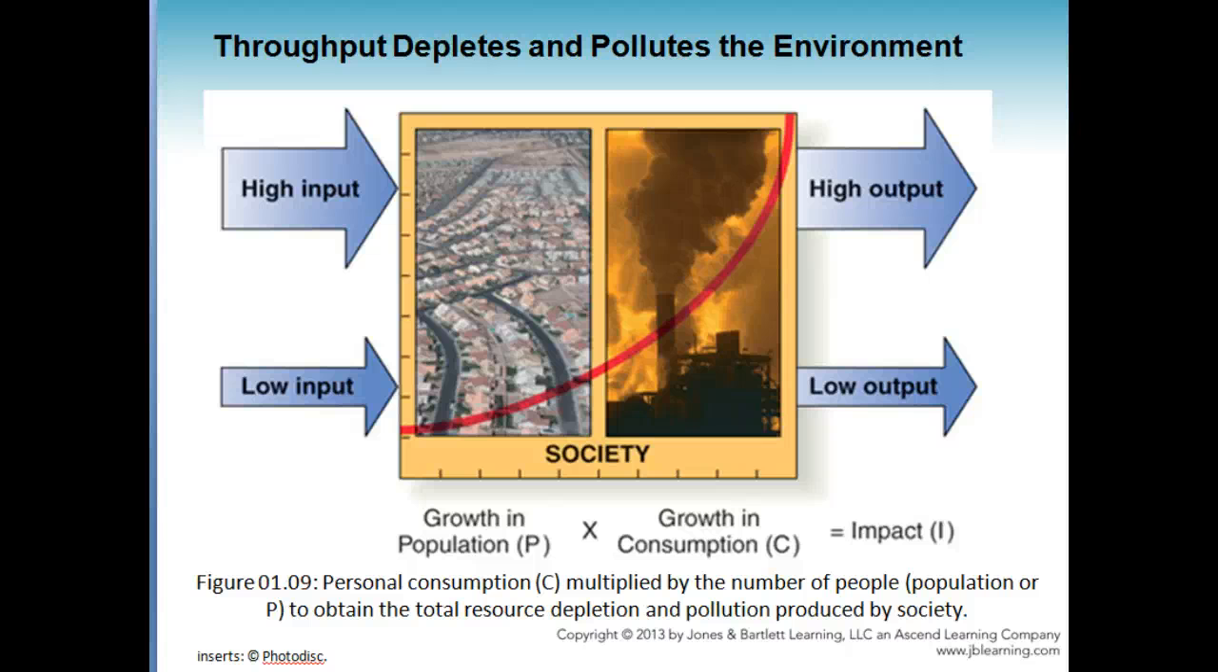Throughput depletes and pollutes the environment. The higher the throughput or input, the higher the output or effect on the environment. And down below you can see growth in population times growth in consumption equals impact. So as consumption and pollution grow, more materials and energy move through society. This accelerates both depletion of resources and pollution. Depletion and pollution are two kinds of environmental impacts we see as a result of population and consumption growth.